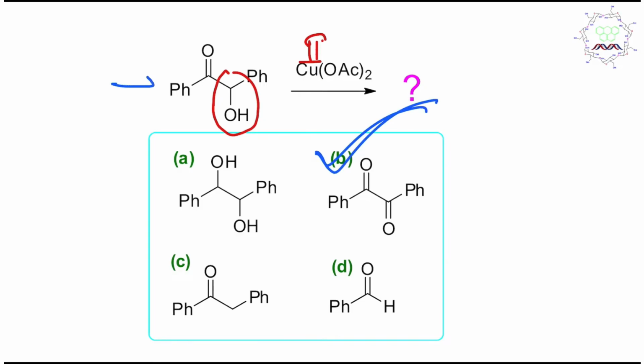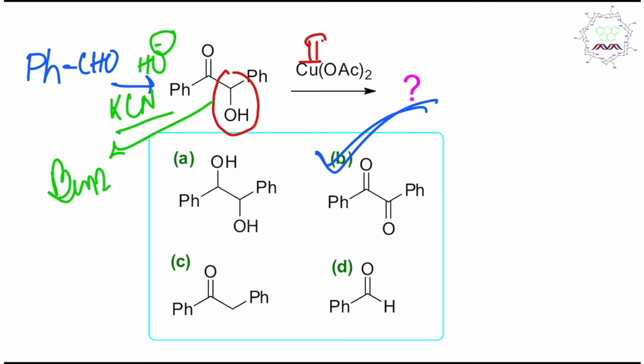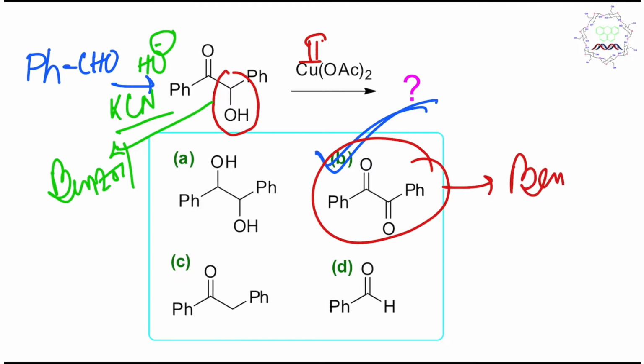And by the way, how can you prepare this, student? This you can prepare very easily from benzaldehyde and alkali. Even with potassium cyanide, means alkaline potassium cyanide, if you treat it through benzoin condensation, it will produce this alpha-hydroxy ketone, which has a name called benzoin. And the product of oxidation has another name, benzil, and this is used for another name reaction, benzilic acid rearrangement. I have already discussed that too.